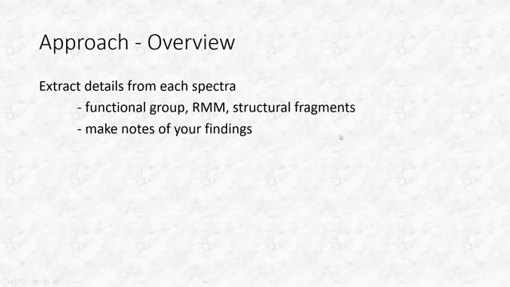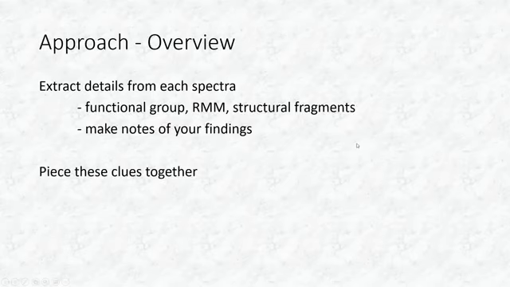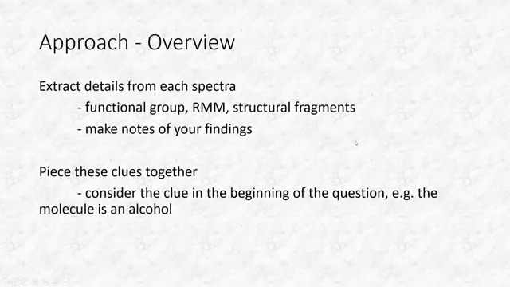So to look at it all and then at the end try and bring it all together without having noted it would be quite difficult. Then we need to piece the clues together. We need to consider the clue at the beginning of the question in the text of the question. So in our example, I was saying this molecule is an alcohol, or this molecule, compound X, has such an empirical formula.